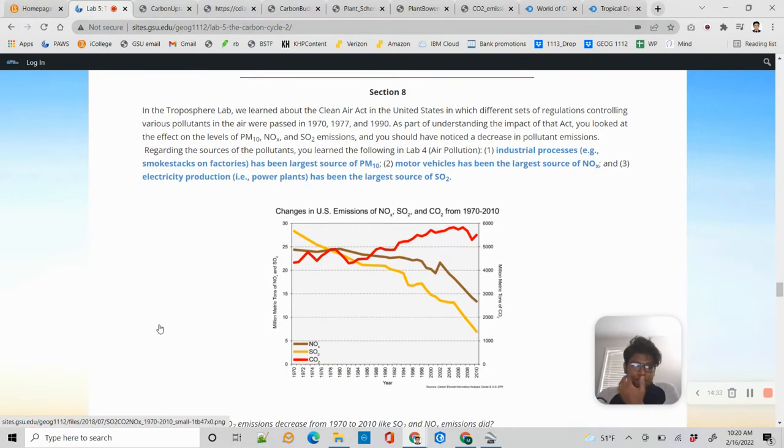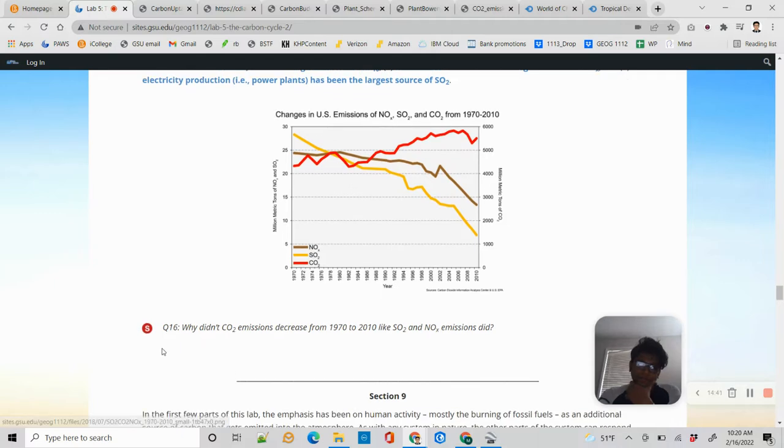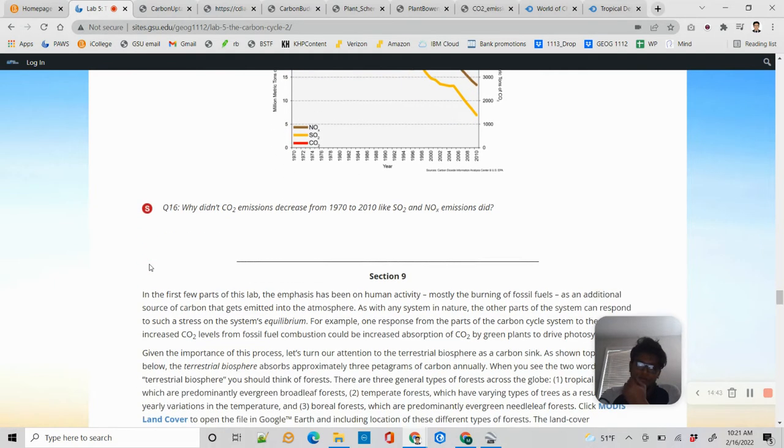Then you look at section 8 that asks you why the carbon dioxide didn't go down even after the Clean Air Act. You can answer that. I already told you about that in my presentation.